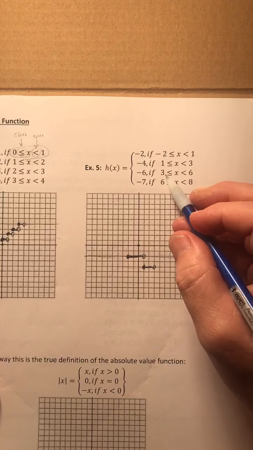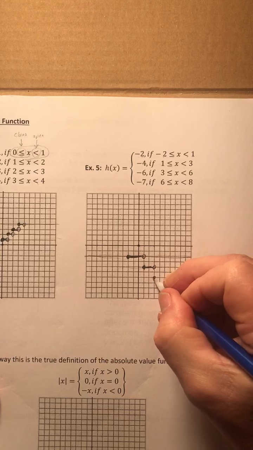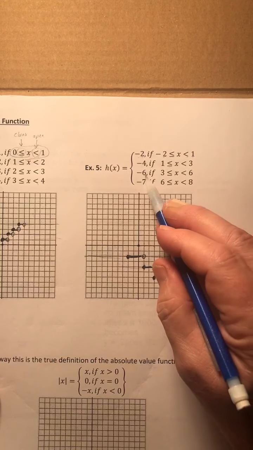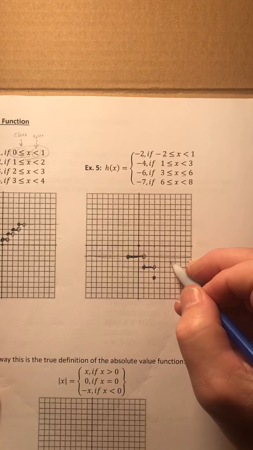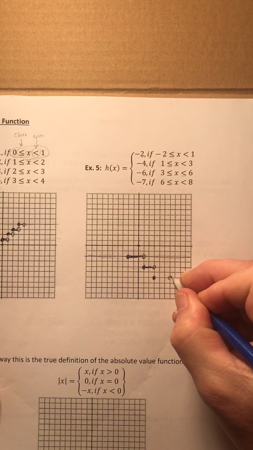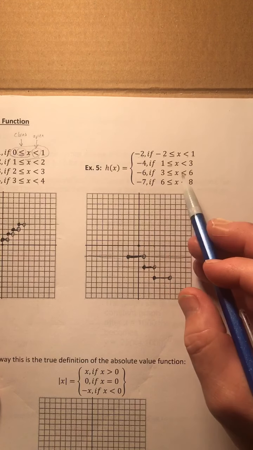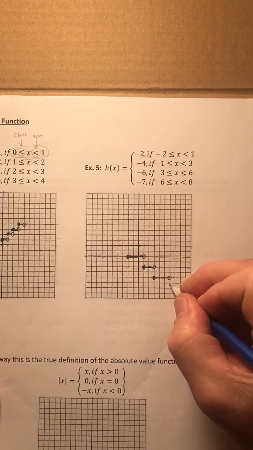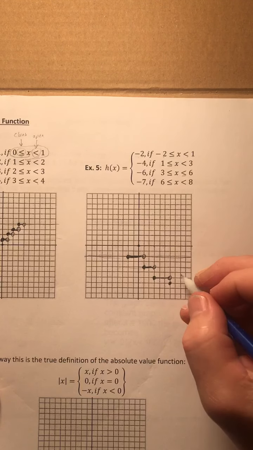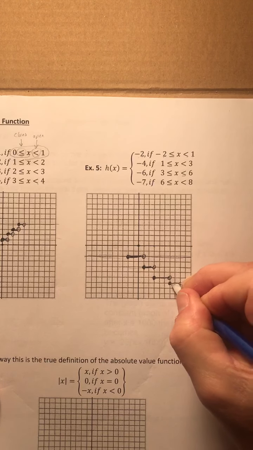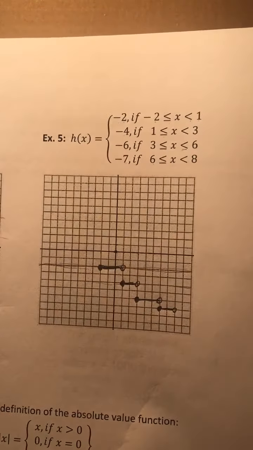All right. Next we got 3, -6, and it's a closed circle. So 3, -6, closed circle. And then 6, -6, and an open circle. Open, and connect. All right, and then -7 is the next one. So 6, -7, and we got a closed circle. And then 8, -7, and an open circle. And there it is. Again, this time our staircase or our steps look like they're going down.